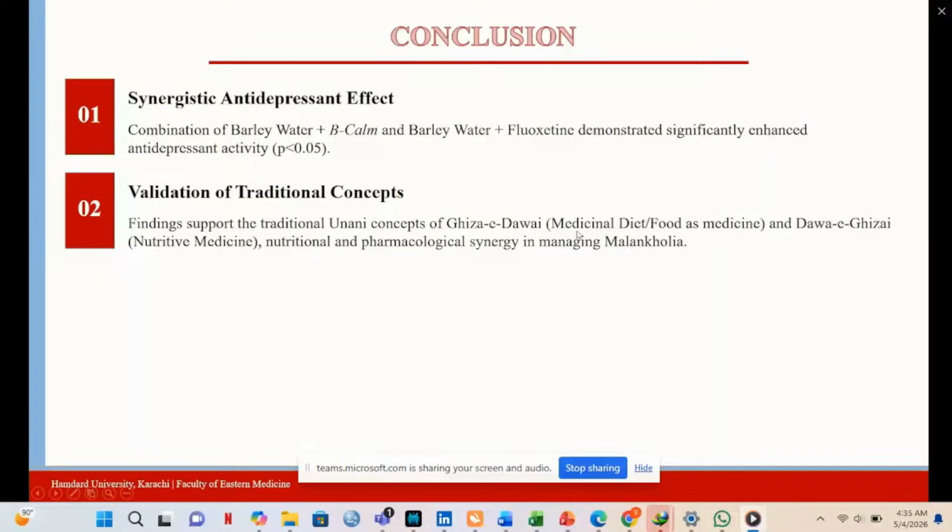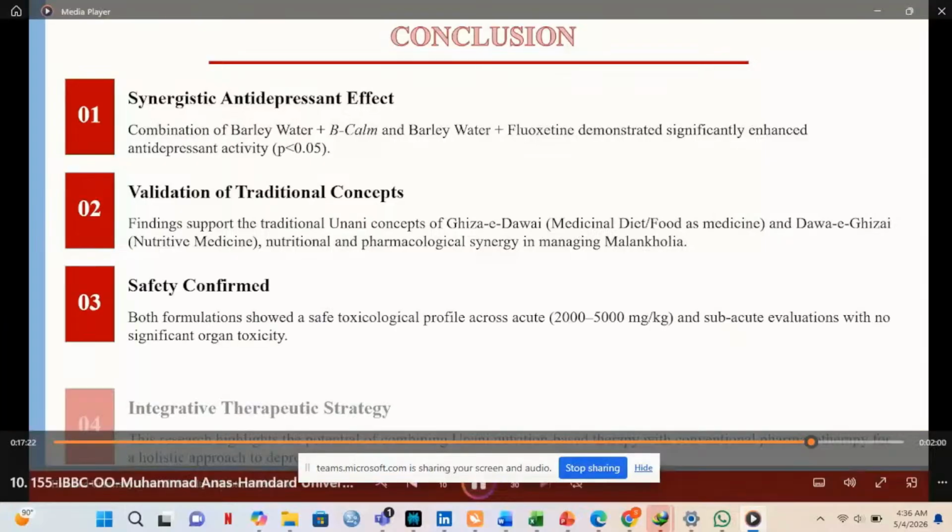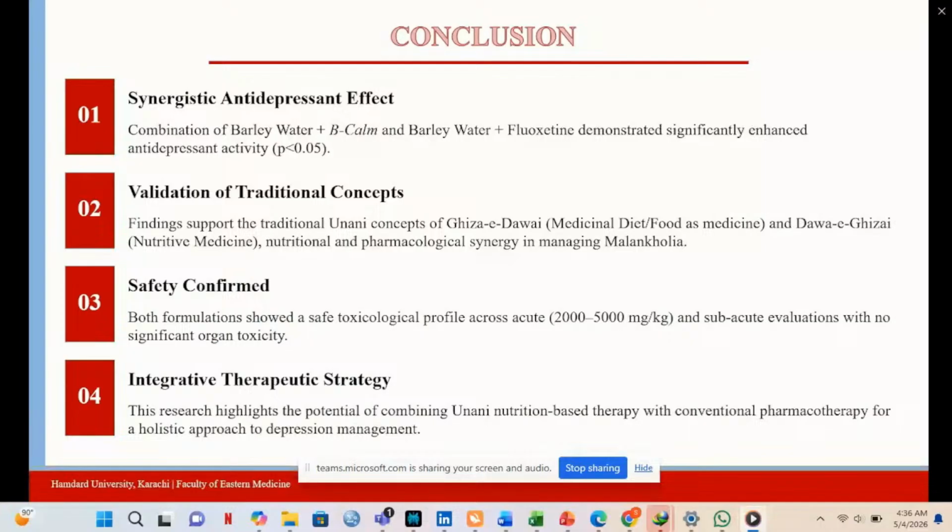as a synergistic drug. So the safety was confirmed in acute and subacute toxicity, and an integrative therapeutic strategy was revealed in this study. This research highlights the potential of combining Unani nutrition-based therapy, which was barley water, with conventional pharmacotherapy, which was fluoxetine, for a holistic approach to depression management.